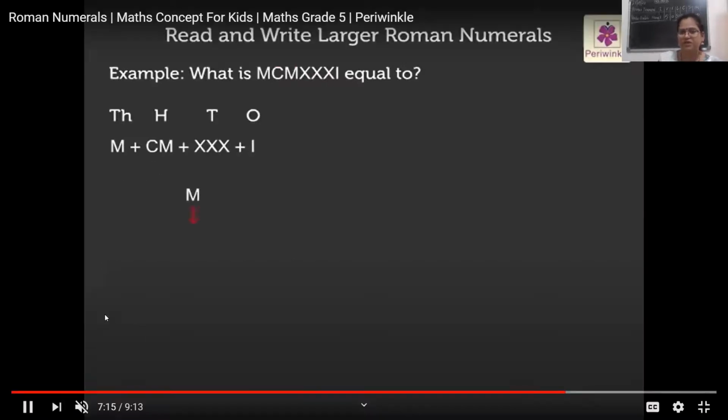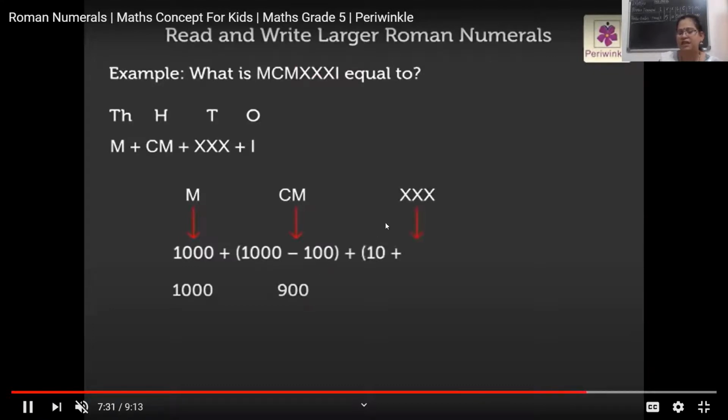See children, pay attention. The value of M is 1000 in Hindu-Arabic numerals. CM is nothing but 1000 minus 100. So 1000 minus 100 is 900. We have learned about it.